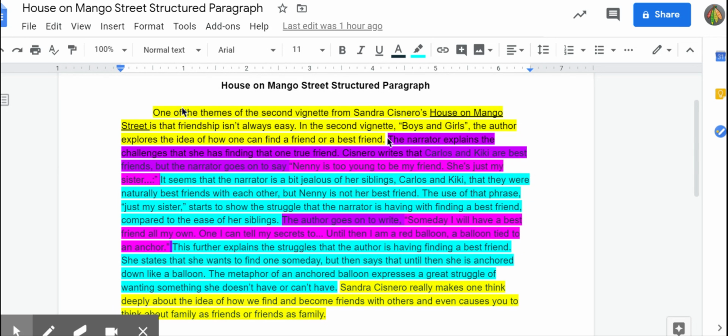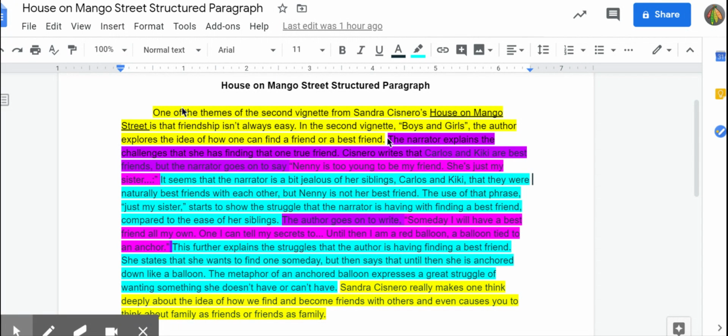What you have here on this page is what my finished product will look like. So bear with me for a minute while I refresh your memory on how to find a theme statement. You start by finding the big ideas of the text. So I'm using the sample from Sandra Cisneros' House on Mango Street, the vignette or chapter called Boys and Girls. So when I read that, I had to identify what are the big ideas of this.